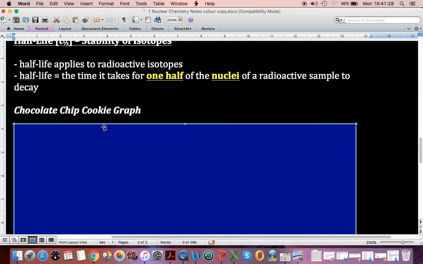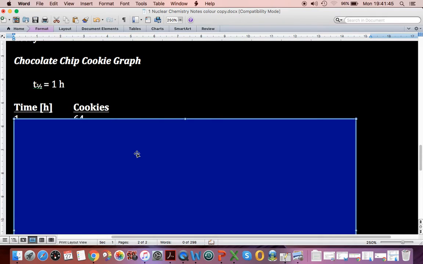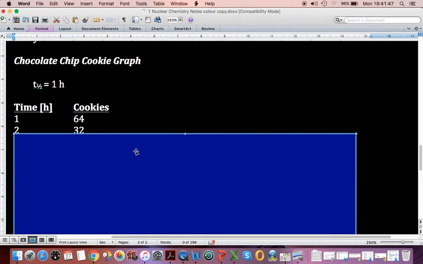Well, a lot of times students can't relate to things called isotopes. It's easier to relate to chocolate chip cookies. And it turned out, after careful study, that the half-life for chocolate chip cookies is 1 hour. So we're just going to start our time, we're just going to declare it 1 hour, just because that's the way the graph kind of worked out.